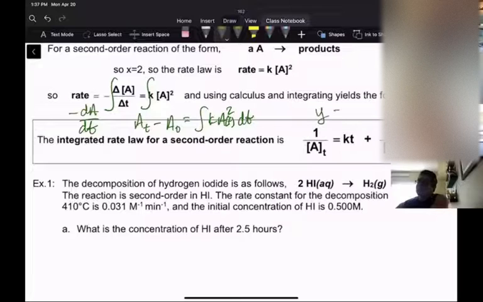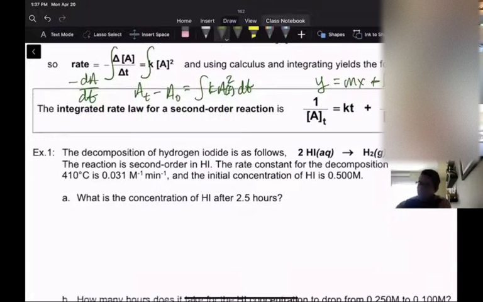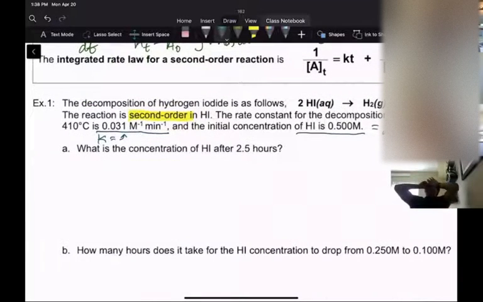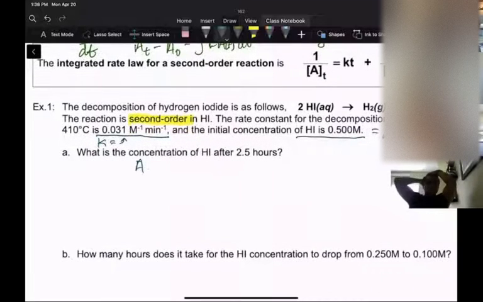We've got y equals mx plus b, so it's in the linear form. We have our A at time t: 1/At equals kt plus 1/A0. And so if we're looking for something that is second order, we know we're going to need our second order rate law. The temperature, again, is given, but doesn't come into the calculation yet. And then this is our initial concentration. So we want to find A at time t equals 2.5 hours.